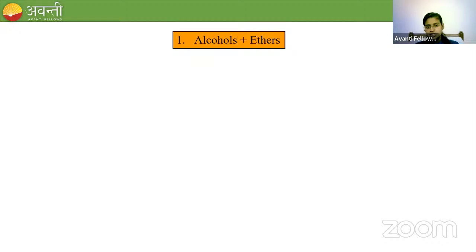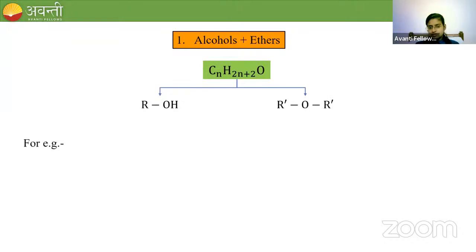Yes. The first type is alcohol and ether. You can follow this general formula, or you need not follow this. It is up to you only. Alcohols and ethers will fall under this general formula. So alcohol means ROH and ether is ROR. This we have already studied.